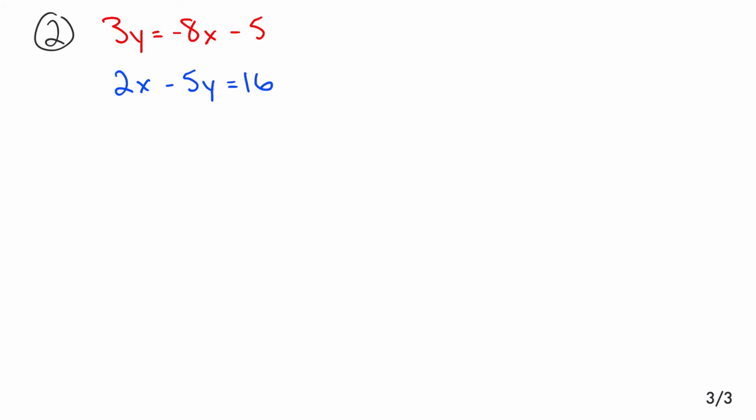This system actually has two issues. One of which is if we just straight up add them, neither the x's nor the y's would cancel. But the bigger issue, at least a more immediate issue, is they're not in standard form. When doing elimination, we like it to be the x, then the y equals the constant. The red equation is not written like that. I need to move that negative 8x to the other side of the equal sign. So I'm going to add 8x to the other side. That's going to allow me to get a new system.